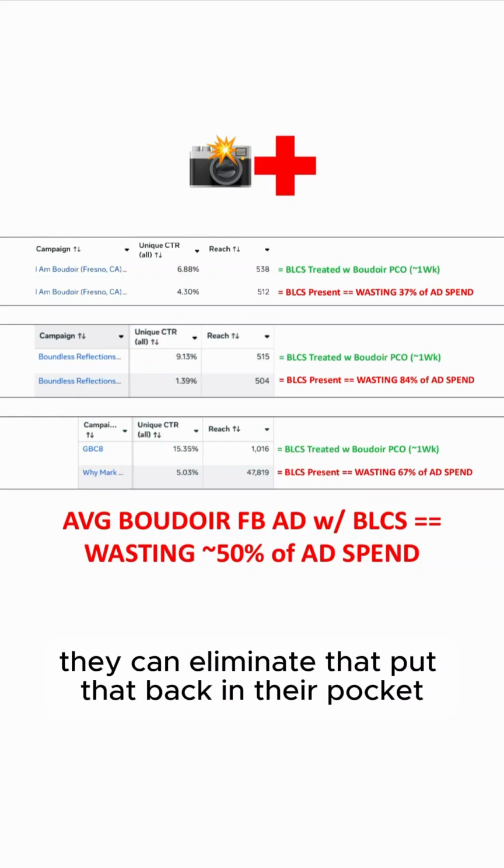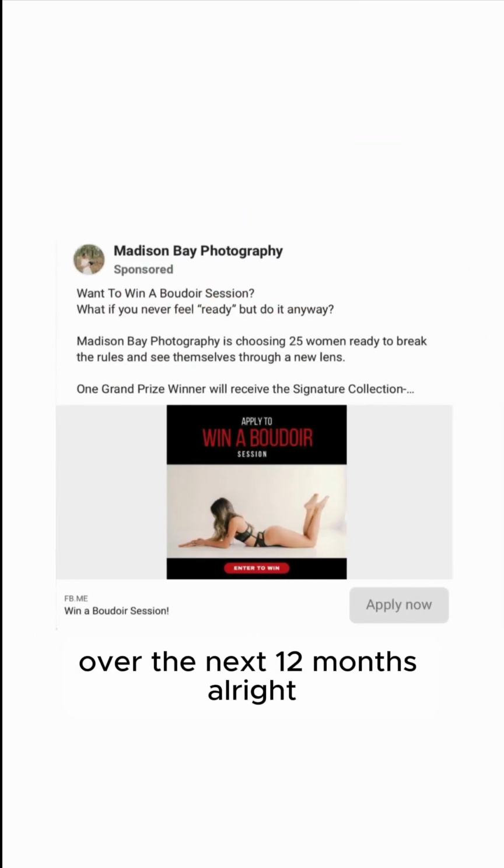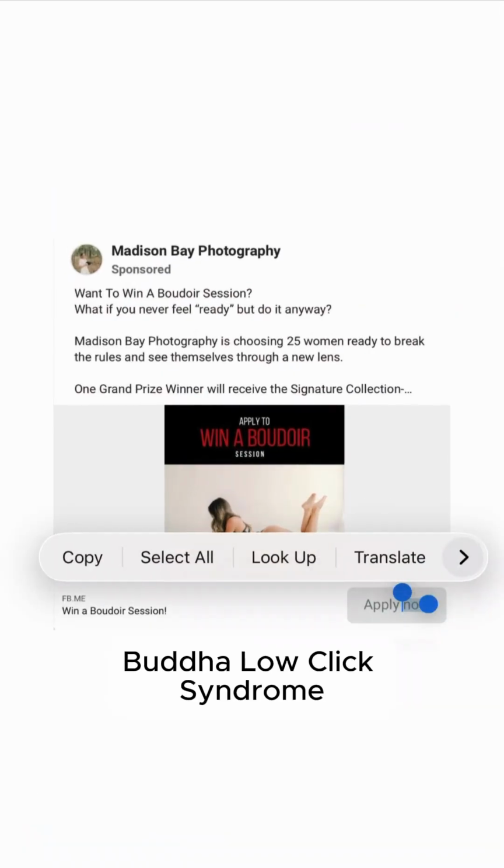They can eliminate that, put that back in their pocket. That's approximately 60K over the next year. All right, so now we're going to diagnose this if we believe it has BLCS, Boudoir low click syndrome.